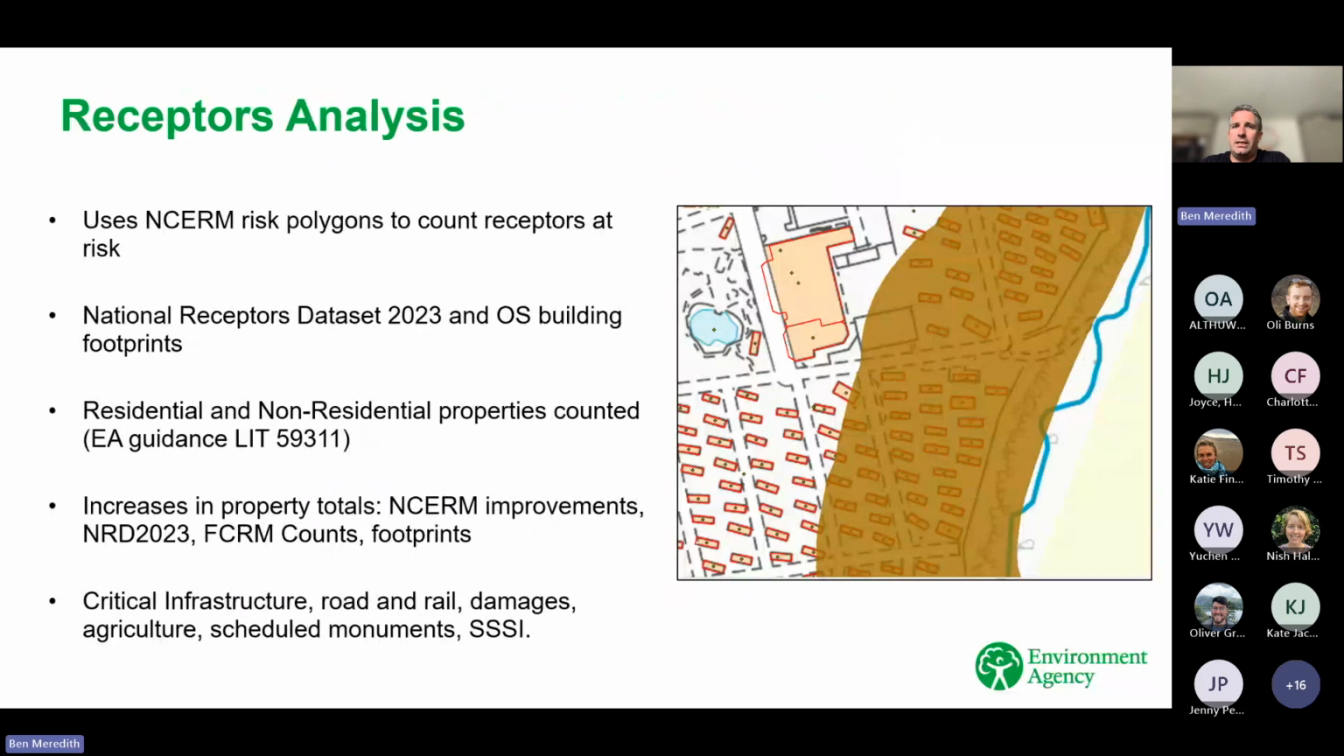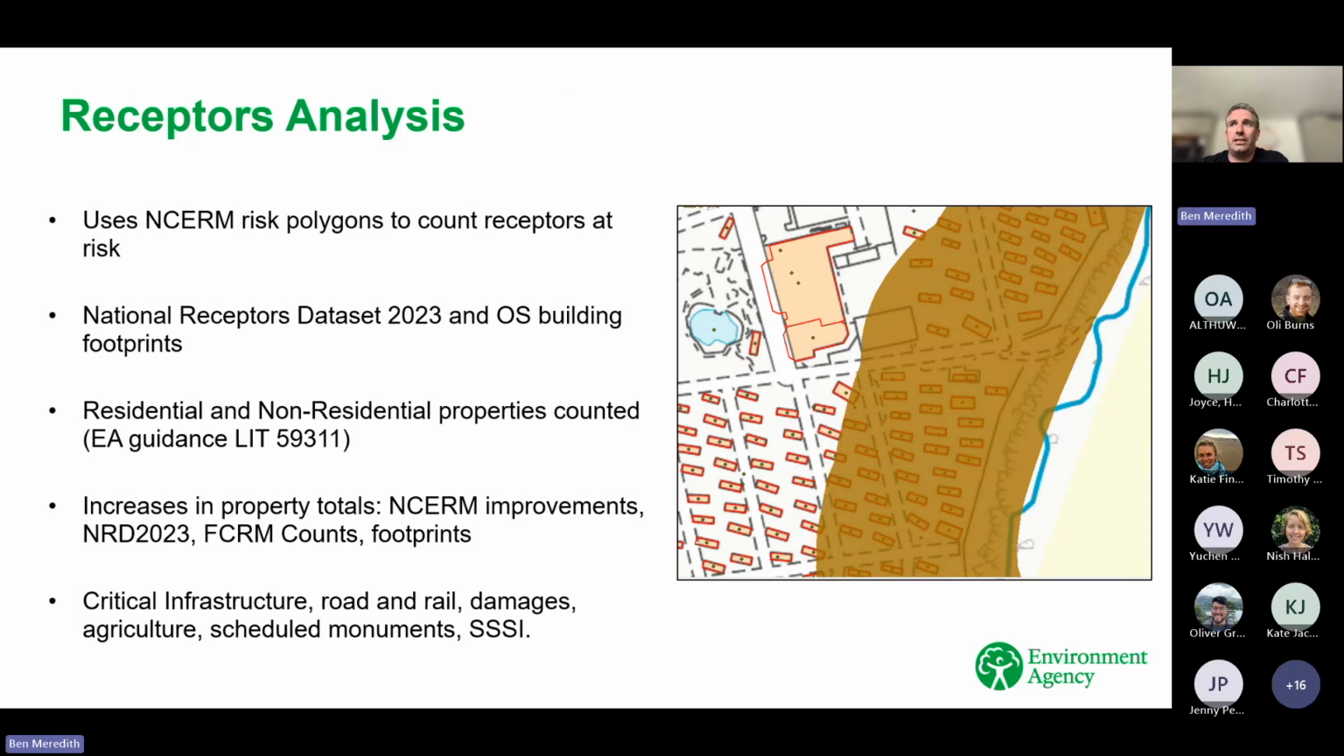We've got 3 more slides left, so we will make sure that we have some time for discussion in a moment. So we've used the new NSERM polygons to count numbers of properties at risk. The analysis uses the new National Receptors dataset for 2023. It also uses the Ordnance Survey Master Map building footprints so that any partial overlap of buildings is accounted for. We've counted residential and non-residential properties, and we followed our Environment Agency guidance for which property types to include.